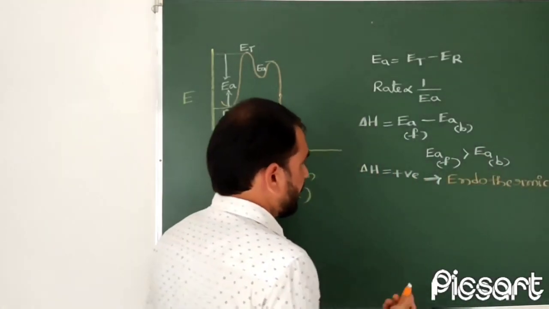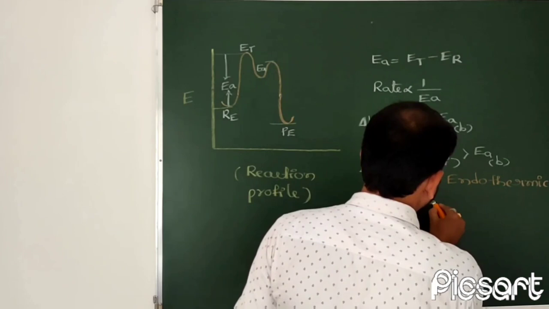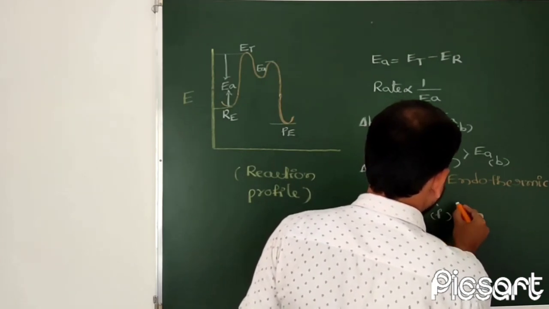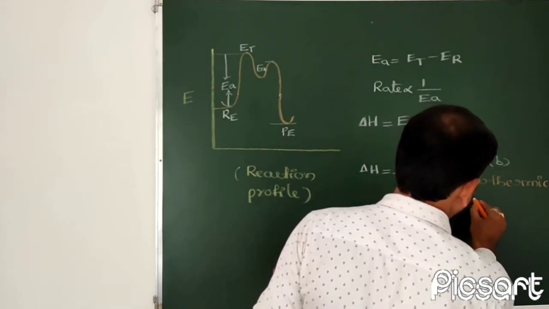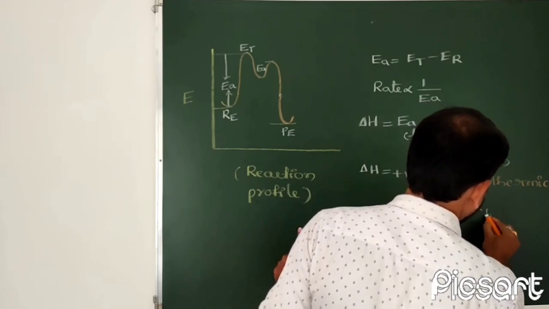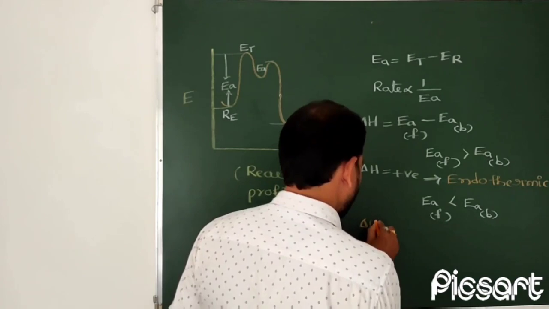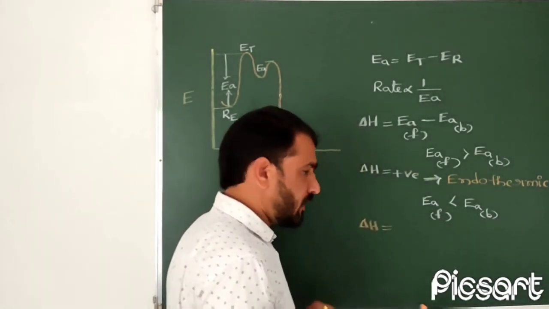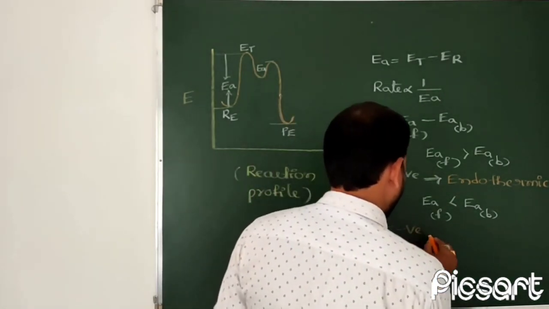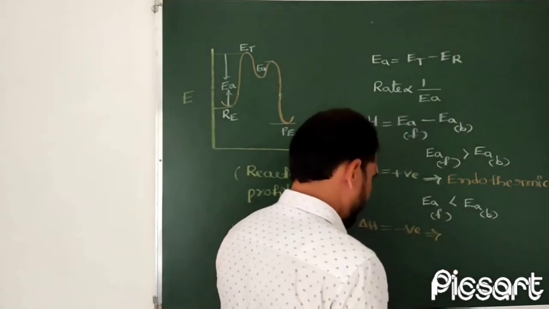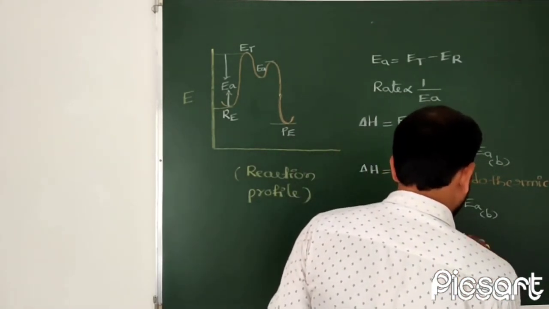Okay, then if activation energy of forward step is less than activation energy of backward step, therefore reaction enthalpy is negative. That indicates what? Exothermic.